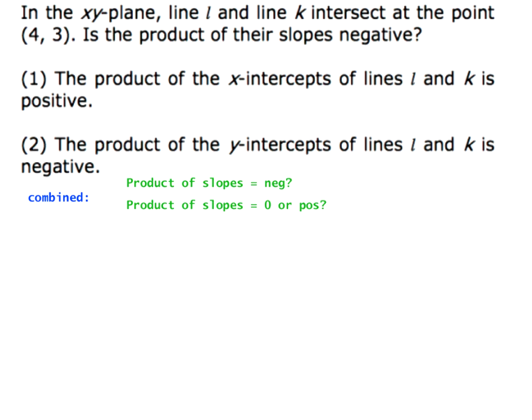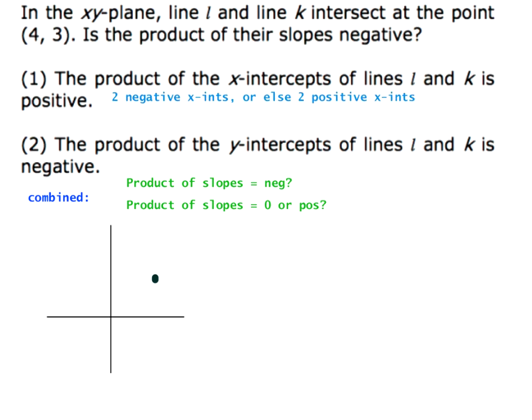Okay, well, so let's think about this. I mean, you have this point, here's 4, 3. This means you either have two negative x-intercepts, the first statement does, or else two positive x-intercepts is what that statement means. Can you have two negative x-intercepts when you combine? Well, let's try that. If we try to make both x-intercepts negative, we're inevitably going to wind up looking like this.